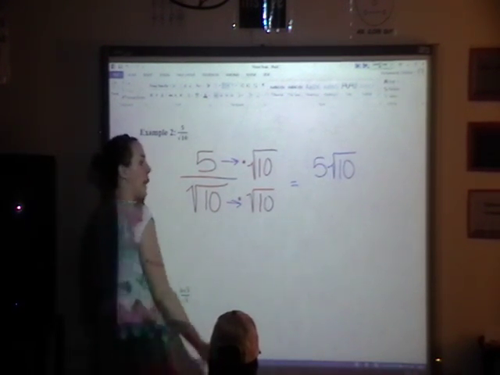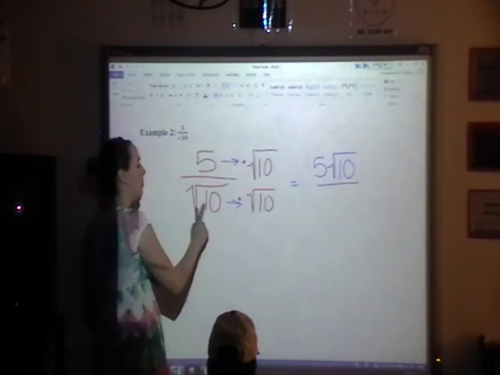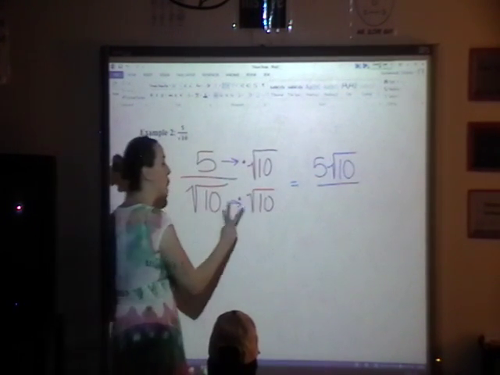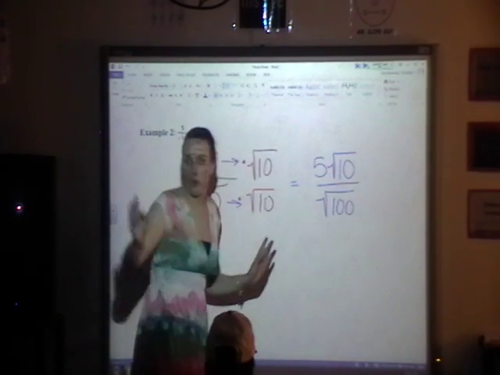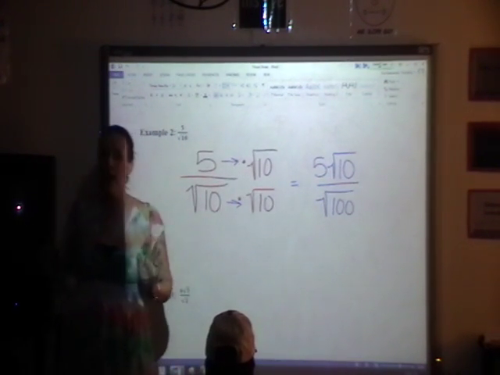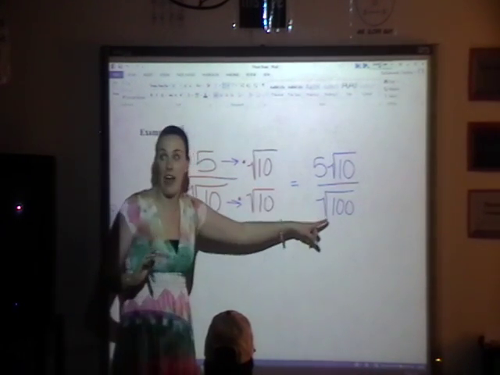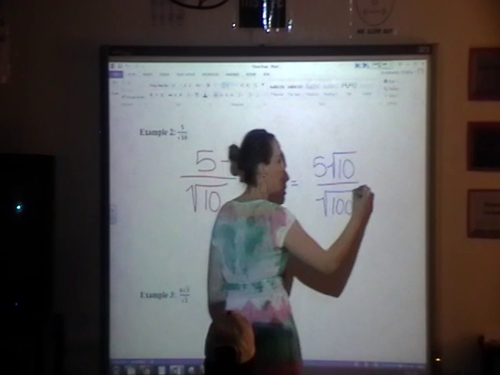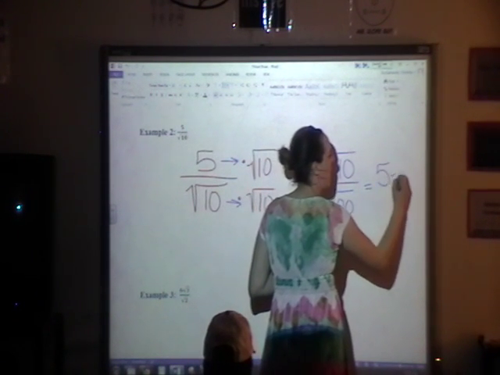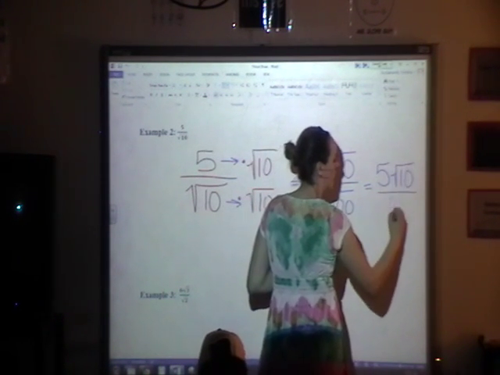So 5 radical 10 over, what is the square root of 10 times the square root of 10? Those are like terms. Radical 100. The whole reason why it's called rationalize the denominator is because the denominator ain't going to be a radical anymore. You can bust that out of prison. What is the square root of 100? 10. So we have 5 radical 10 over 10.